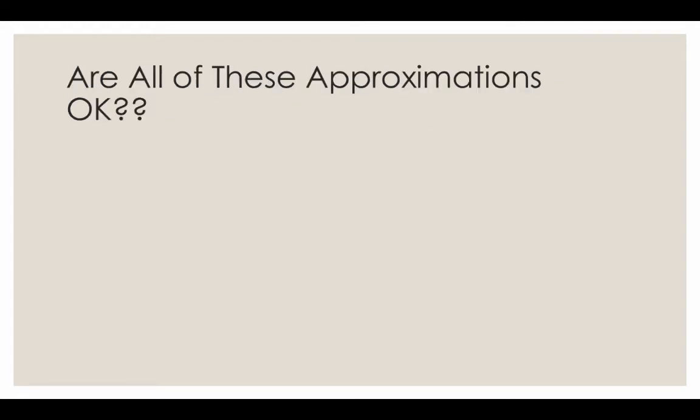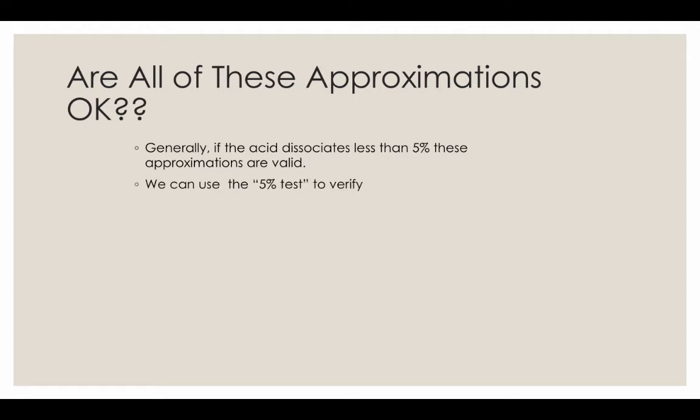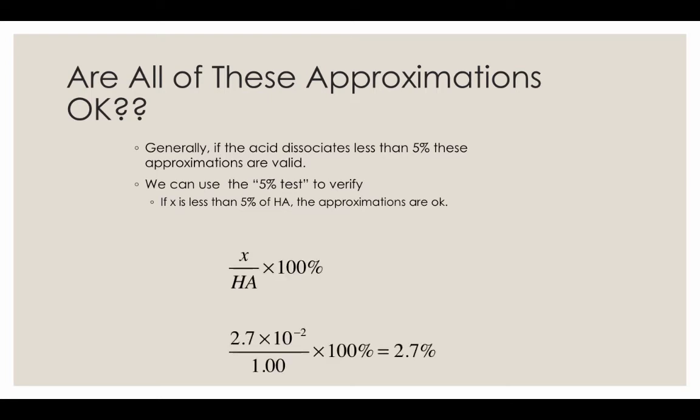You may be asking if these approximations are okay. Generally, we follow something called the 5% rule. If the acid dissociates less than 5%, the approximations are valid. We can test this to verify. If X comes out to be less than 5% of the original HA concentration, the approximations are okay. So, thinking about this in terms of the problem we just did, we find that 2.7 times 10 to the negative second is only 2.7% of our initial acid concentration of 1. Therefore, this passes the 5% test.